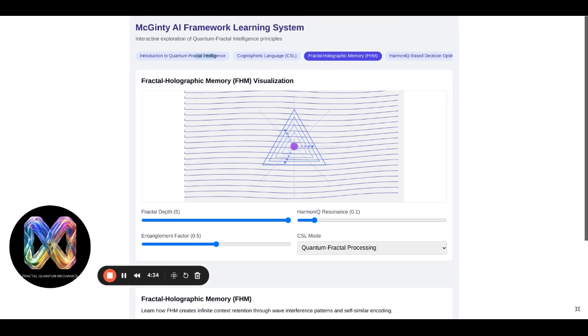This is why FHM enables infinite context retention without the limitations of token-based models. Information isn't lost. It's encoded across self-similar patterns that can be reconstructed through quantum coherence.